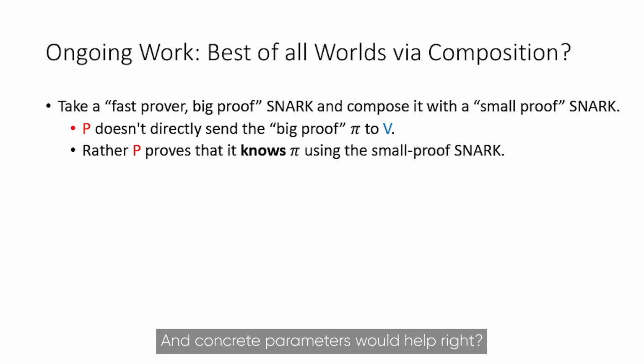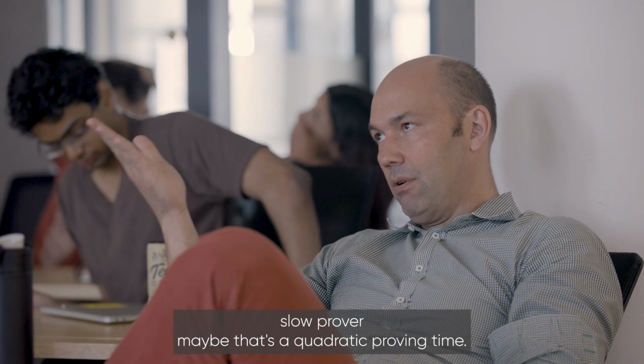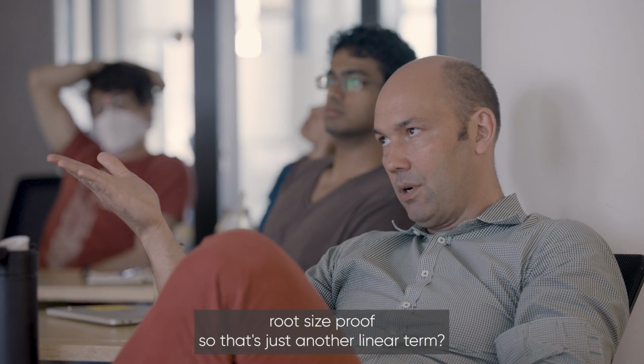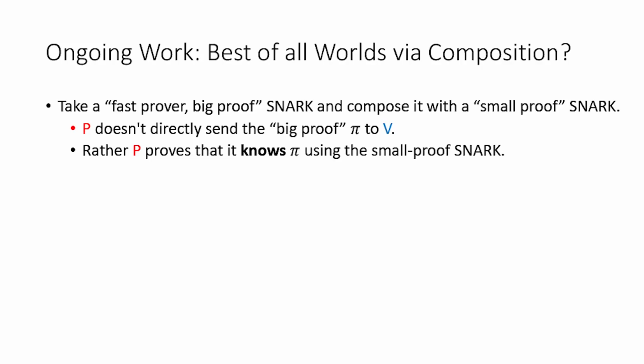Maybe concrete parameters would help, right? So fast proof or big proof, that could be linear time proof versus square root proof size, or square root verification time or something like this. And then meanwhile, maybe the small proof, slow proof, maybe that's a quadratic proving time, but you're invoking it on the square root size proof, so that's just another linear term. Yeah, that's exactly it, except in practice, quadratic prover would not be that bad. It'd be a quasi-linear prover with just gross constant and log factors. But square root is exactly right. The fast prover big proof snarks really do have square root size proofs. So quasi-linear in square roots is still smaller than linear.